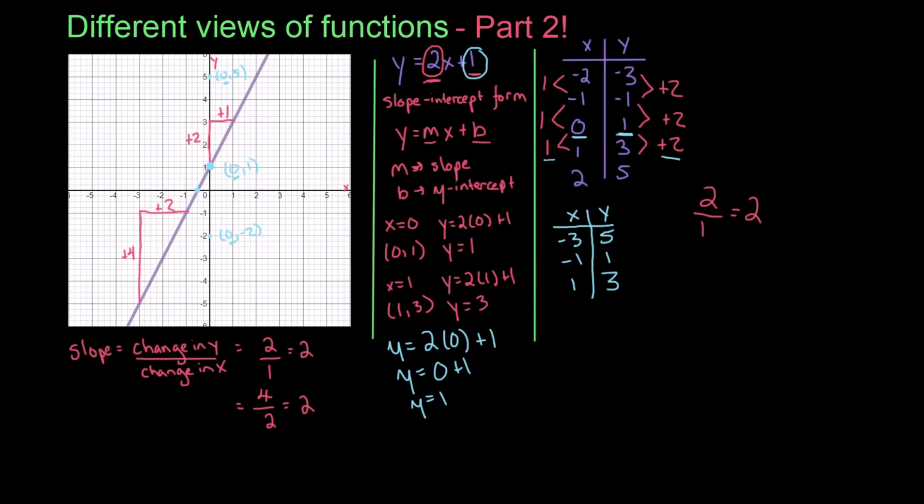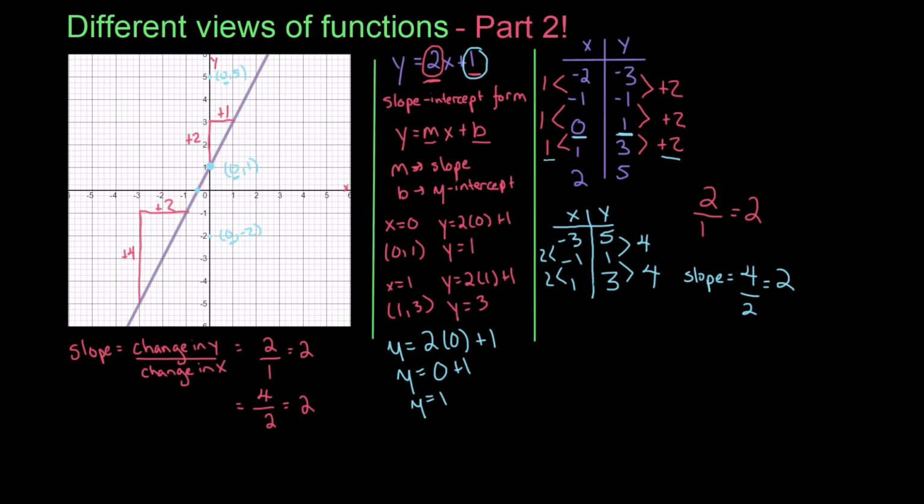So the difference between negative 3 and negative 1 is 2. The difference between negative 1 and 1 is 2. The difference between 5 and 1 is 4. The difference between 1 and 3 is 4. So we see that our slope, unsurprisingly, is our change in y over our change in x, 4 over 2. It's still 2. Our function hasn't changed.